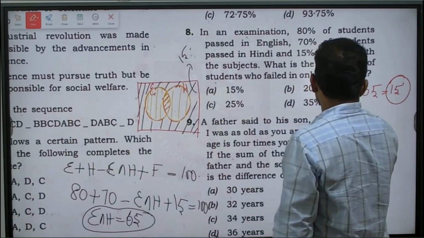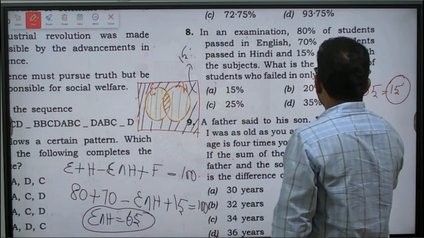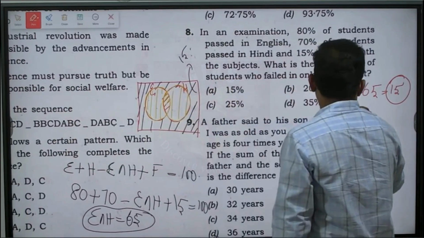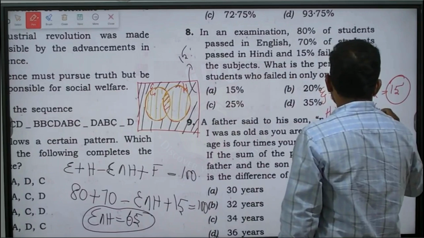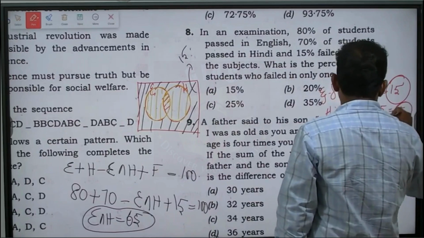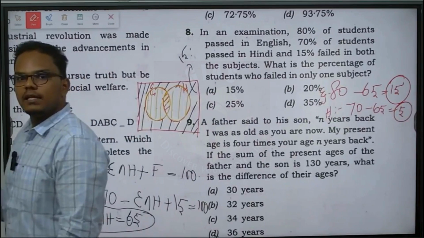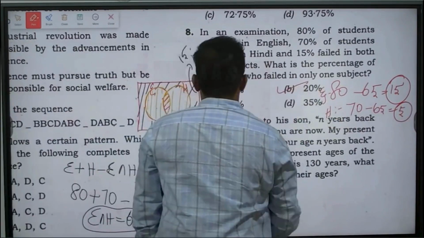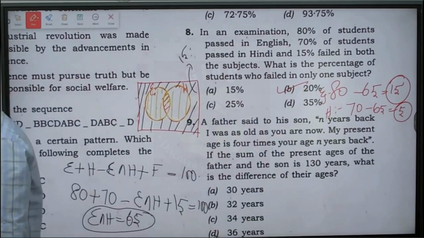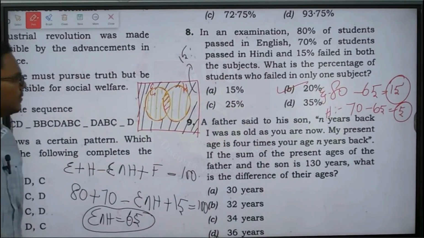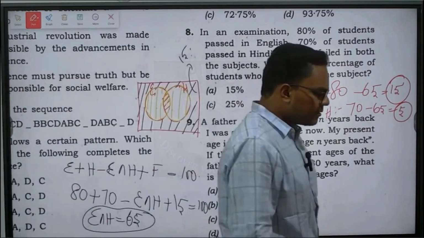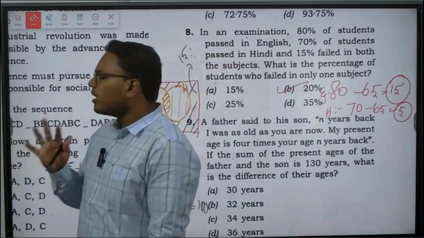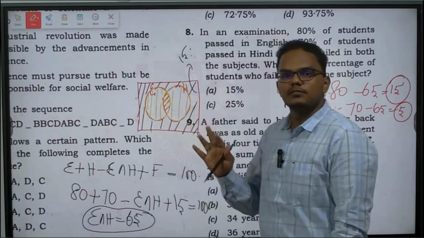Next, Hindi pass. In Hindi, how many have passed? 70 have passed. Minus 65 is 5. So which means 5 people have passed only in Hindi and they have failed in English. So if you add these two together, you get 20. So that's your answer. Again, this question demands some amount of imagination. If you have this Venn diagram, it's very easy to answer. Okay.